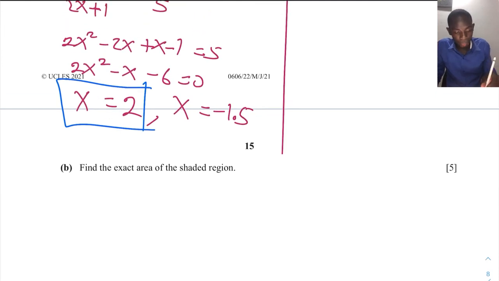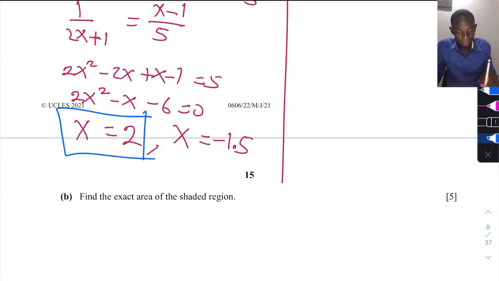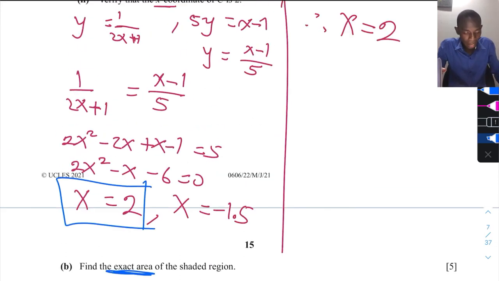Then they want you to find the exact area. You see, finding the area is okay, but this saying exact means they don't want to see anything being a decimal. So if you get a third, leave your answer in third. If you don't get a third and you get something else, you leave your answer like that.